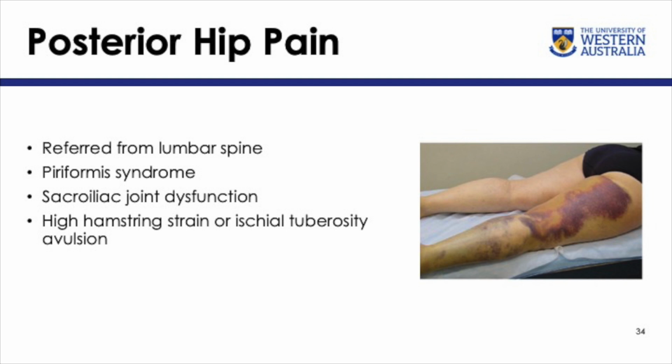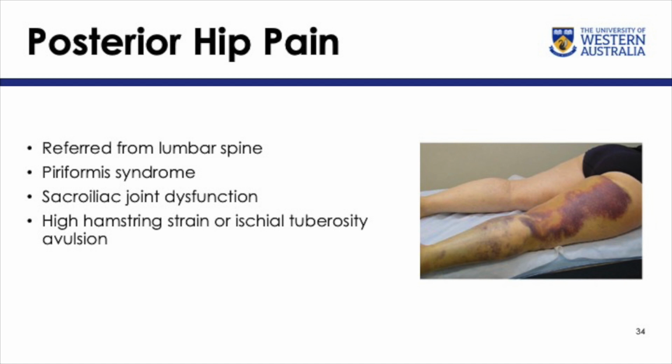Posterior hip pain or buttock pain most commonly is referred pain from lumbar spine pathology with neural impingement. Piriformis syndrome is another possibility. Sacroiliac joint dysfunction will cause pain more centrally.